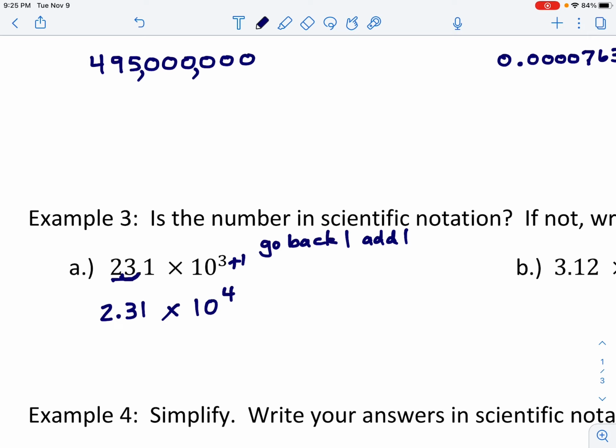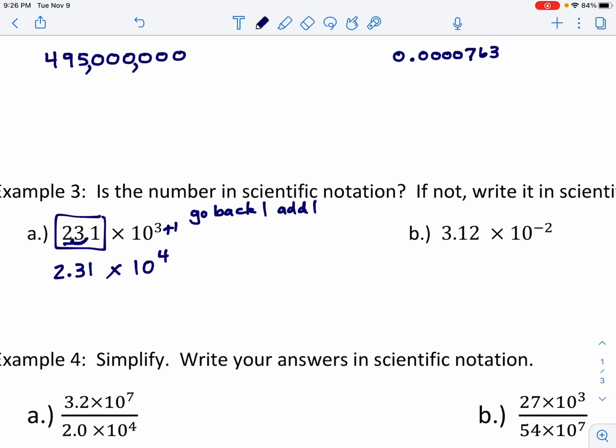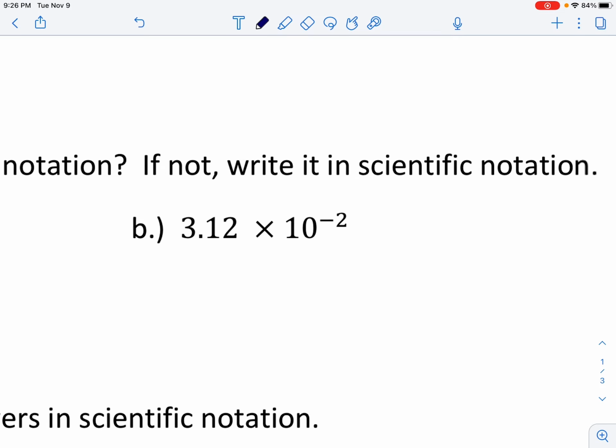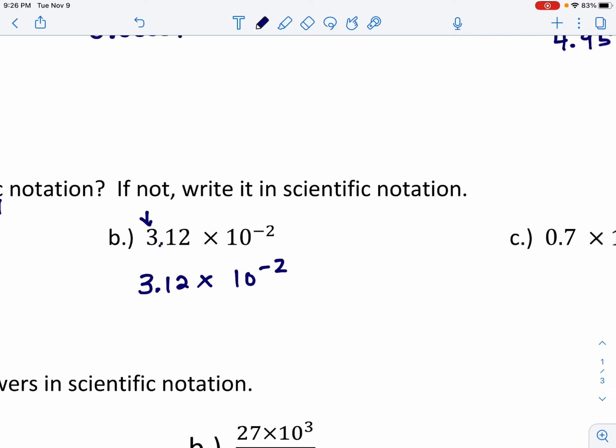So we always have to convert it. No matter what we get for our number, if we get something that's not with only one number before the decimal, then we have to convert it and change our exponents. Okay? This one for B. Is this in scientific notation? How many digits do we have in front of the decimal? We only have 1. So this one looks good to me. It's already in scientific notation, so we don't need to do anything with it. It's good the way it is. Okay, because we only had one number in front, and that's all we need.